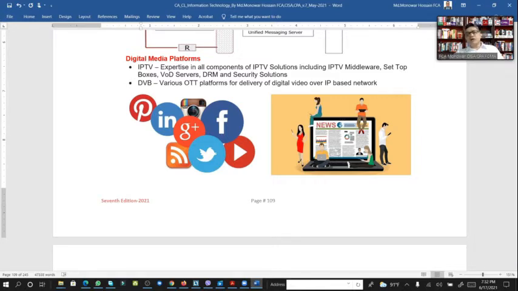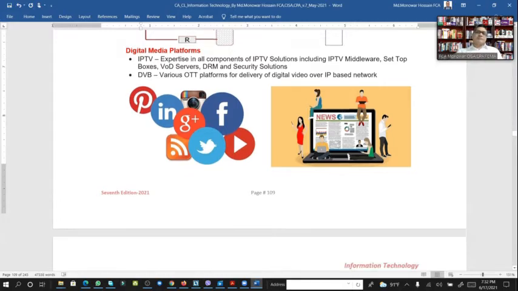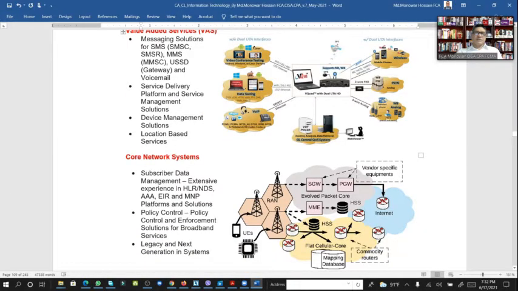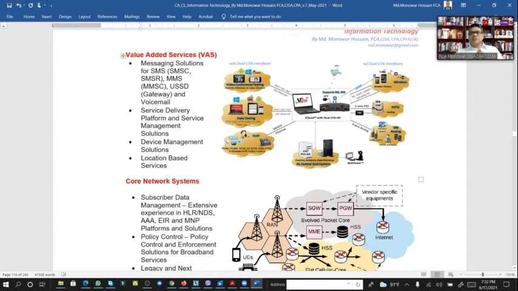Nowadays, we are using everything within the internet: e-paper, e-book, etc. It is familiar at this moment. So, value-added service within this system: message solution, sometimes SMS is also a value-added service, and service provider platform and service management solution. They are giving one organization to another organization a device management solution and a location-based service.